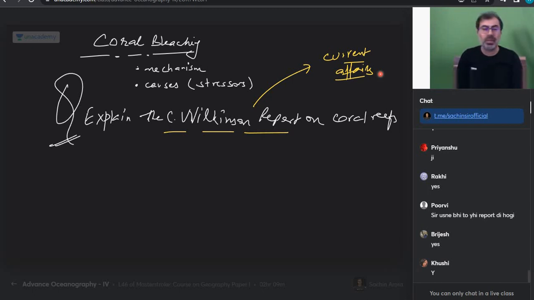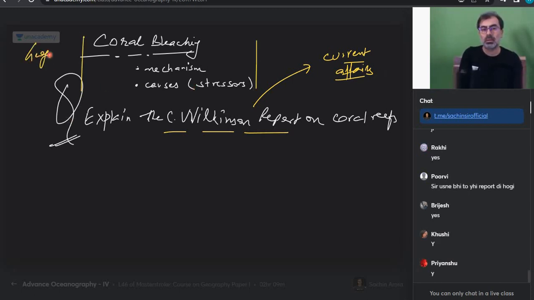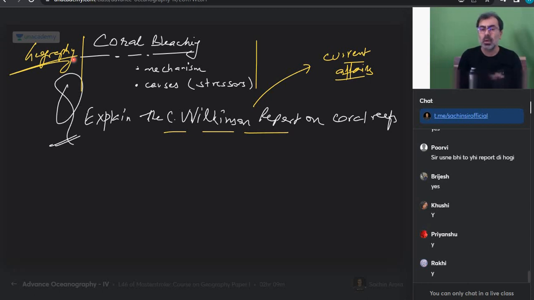So people read coral. We read the science of it. Yes or no? We read the science of it. What are we supposed to read? The geography of it. Whatever I told you just now is the science of it. There is symbiosis, and then the temperature will increase, stresses will come, symbiosis will be broken. Yes or no? This is science. What are the stressors? 1, 2, 3, 4. 1, 2, 3, 4, 5.